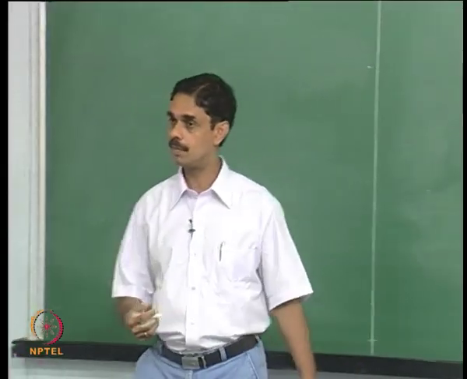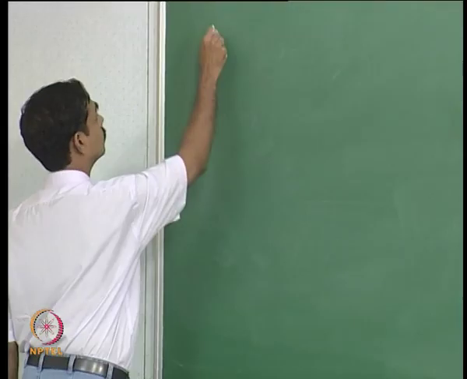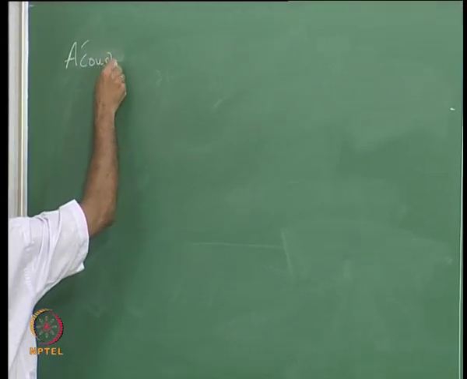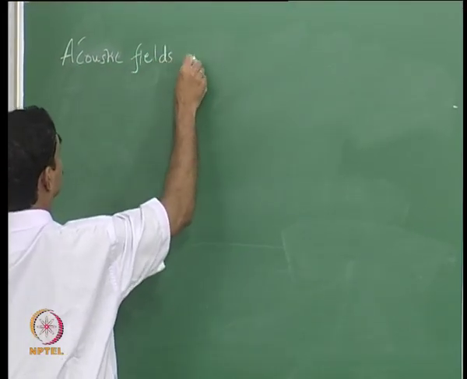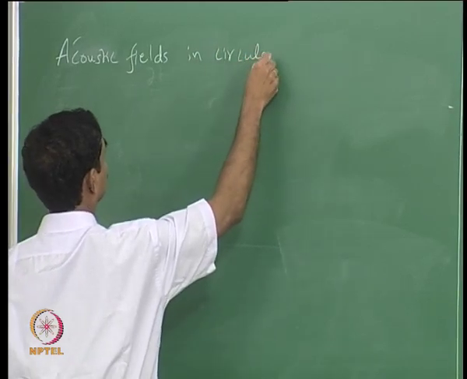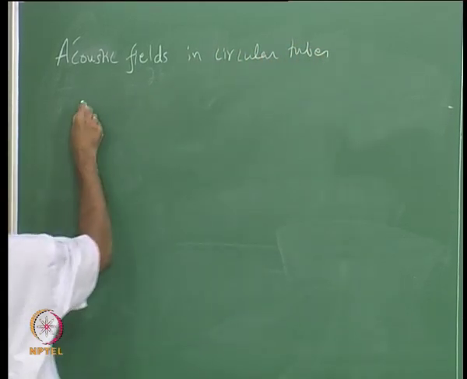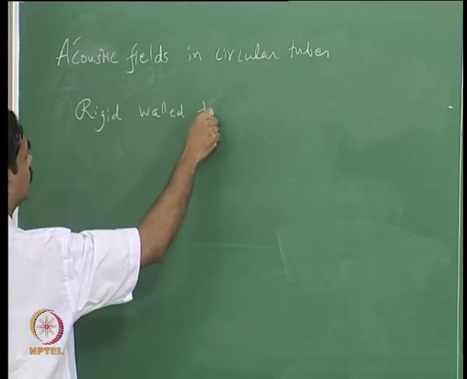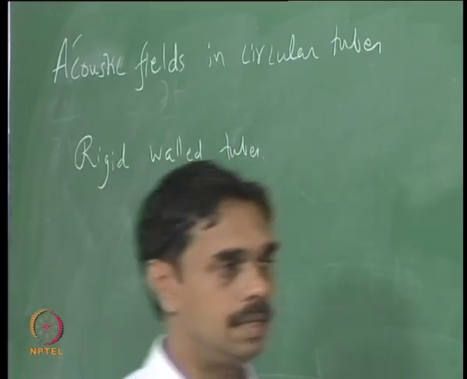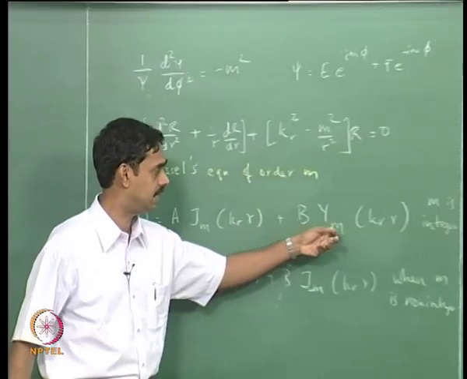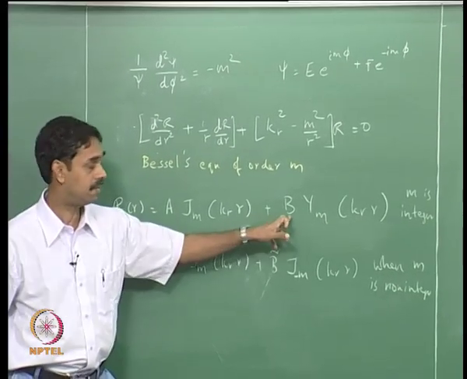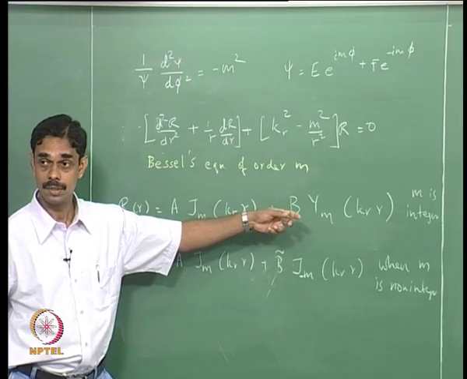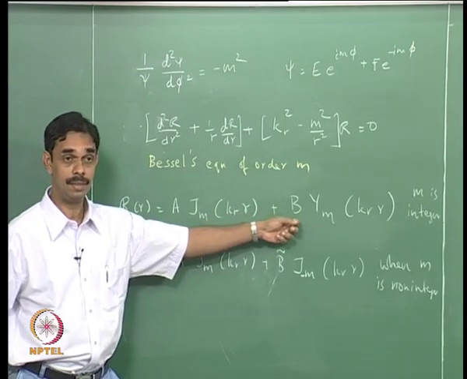So next we will study sound propagation in circular tubes, acoustic fields, and we will look at rigid wall tubes. Now in a tube, if you look at the solution and we have this radial dependency here, what would be the value of B? Can we guess the value of B? 0. Why?